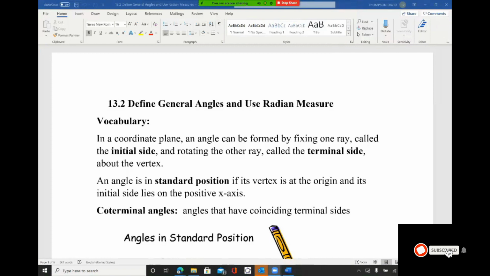In this video, I want to discuss defining general angles and using radian measures. First, the vocabulary. In a coordinate plane, an angle can be formed by fixing one ray, called the initial side, and rotating the other ray, called the terminal side, about the vertex.